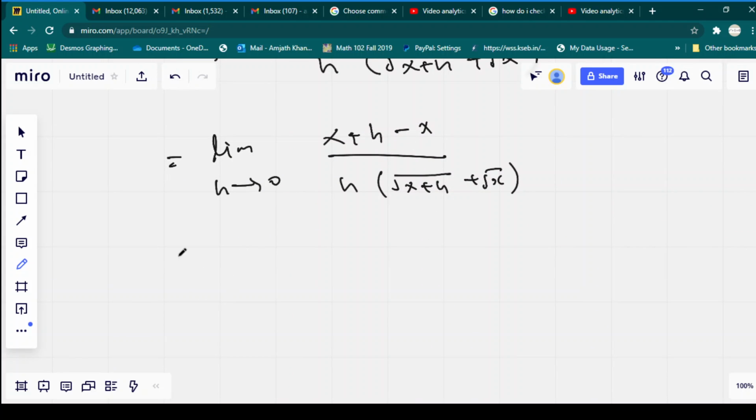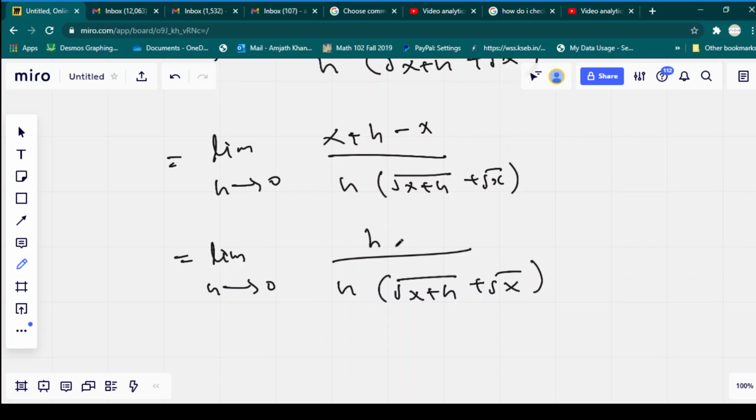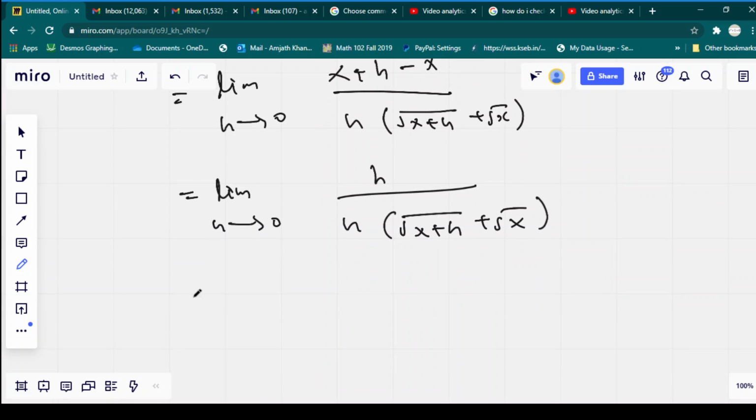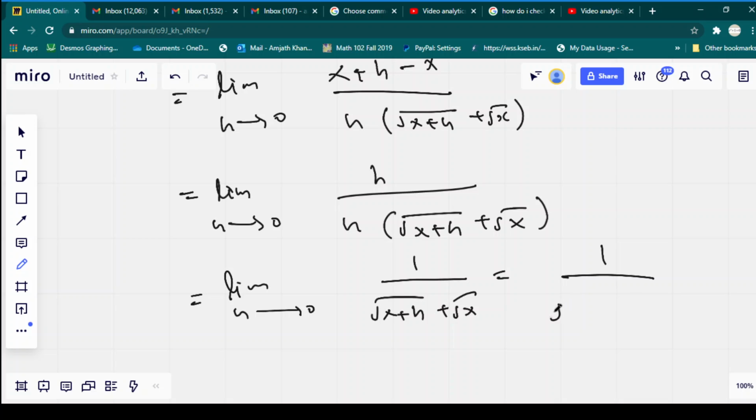Okay, the x and minus x cancel, leaving the limit as h approaches 0 of h over h times the square root of x plus h plus the square root of x. The h cancels, and we get the limit as h approaches 0 of 1 over the square root of x plus h plus the square root of x. Using limit laws, we can plug h equal to 0 into this expression and drop the limit symbol. 1 over the square root of x plus 0 plus the square root of x is equal to 1 over the square root of x plus the square root of x, which is 2 square root of x.